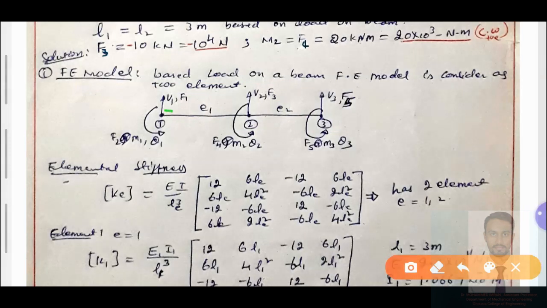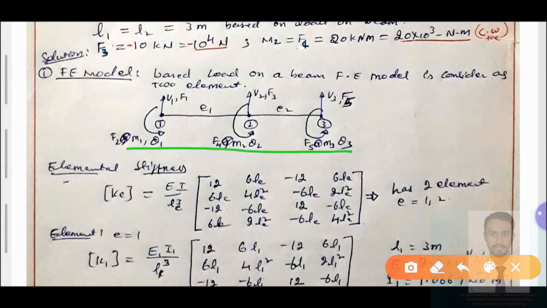At node number 1, V1 is the transverse displacement due to the force F1. Moment M1 is equal to F2, due to this moment theta 1 at node number 1. Due to force F3, transverse displacement V2. Due to this moment, rotation theta 2 at node number 2. Due to force F5, transverse displacement V3 at node number 3, and rotation theta 3 due to this moment at node 3. We have converted to the FE model.